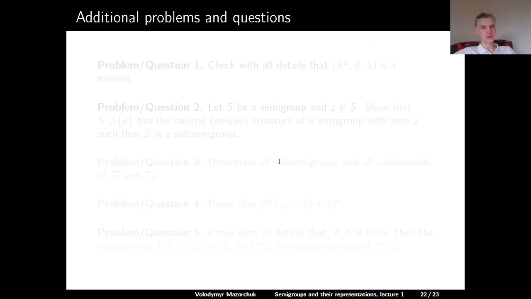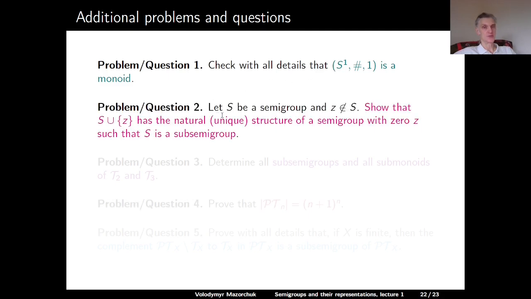Some additional problems and questions at the end. Problem 1. Check with all details that S^1 is a monoid. Problem 2. Let S be a semigroup and z not in S. Show that S union {z} has a natural unique structure of a semigroup with zero z such that S is a subsemigroup. So we can always start with a semigroup and add to the semigroup an external zero element.